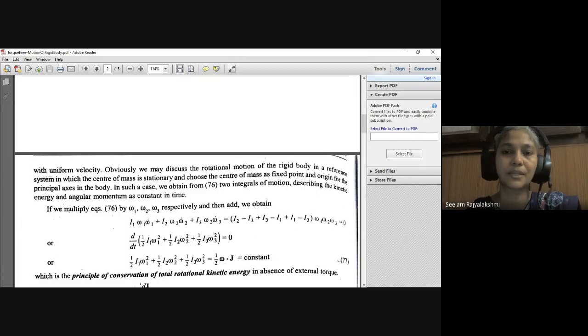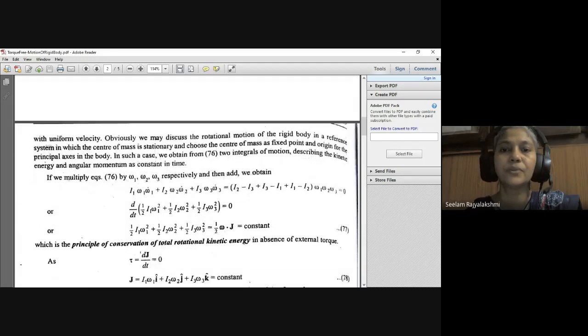We will discuss the rotational motion of the rigid body in a reference system in which the center of mass is stationary, and choose the center of mass as the fixed point and origin for the principal axes in the body. In such a case, we obtain from equation number 76 two integrals of motion which describe the kinetic energy and angular momentum as constant in time. That means from equation number 76 we will obtain the two integrals of motion which describe the kinetic energy and angular momentum as constant in time.